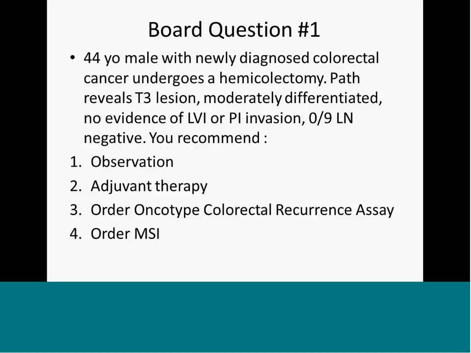A 44-year-old male with newly diagnosed colorectal cancer undergoes a hemicolectomy. Pathology reveals a T3 lesion, moderately differentiated, no evidence of lymphovascular invasion or peritoneal invasion, 0 out of 9 lymph nodes positive. Okay? This is a first-year question. First-year fellow, who wants to answer this? What do we got? Chris? Let's go. What do you want to do?